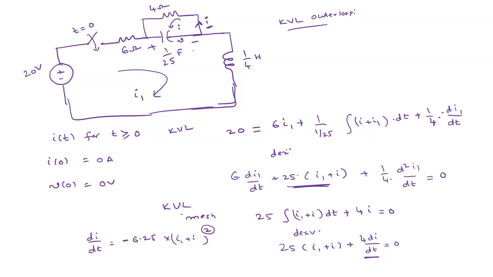So KVL at the outer loop. So what will you get? 20 equal to 6i1 minus 4i minus 4i plus 1 by 4 into di1 by dt plus 1 by 4 into di1 by dt. Yes, just check it out. So when you bring that in terms of I or not.